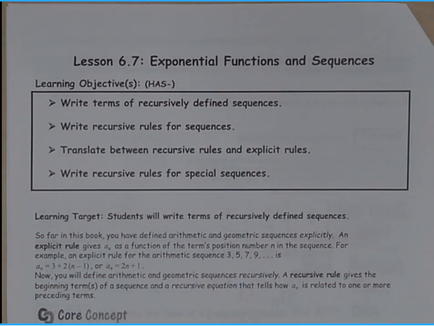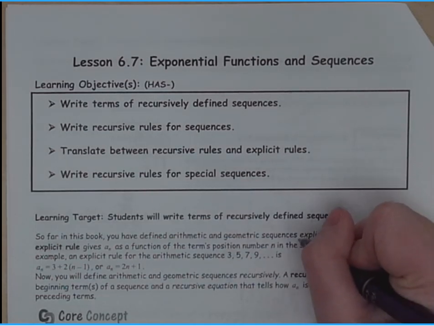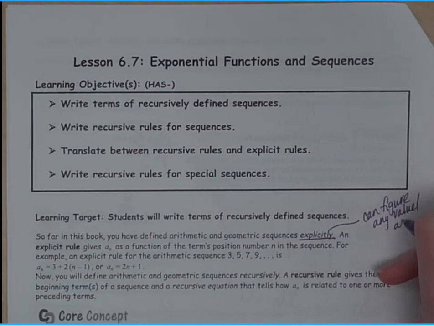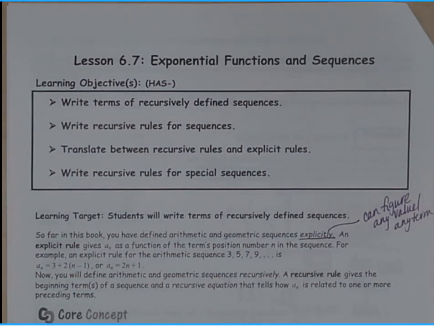Hey everybody, this is lesson 6-7, exponential functions and sequences. So in the past, we have talked about arithmetic sequences and geometric sequences, where if given any term, you can find its value. And we call that an explicit term. So you can figure out any value given any term. Okay, so given the 14th term, what is the value of that number?